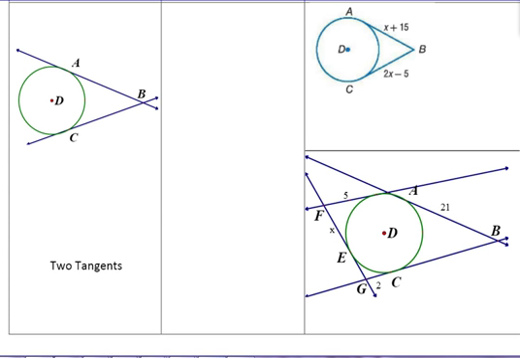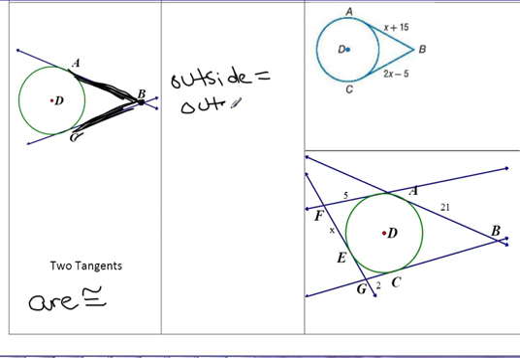Okay, and the last example as it pertains to segments is when you have two tangents that touch at the same endpoint outside of a circle. We did this last class, but just to refresh your memory, the two tangent segments are congruent, so they're going to be equal to each other. So the formula is that you take the outside segment and you just set it equal to the outside segment. As it pertains to this picture, that would just be segment AB set equal to segment BC.